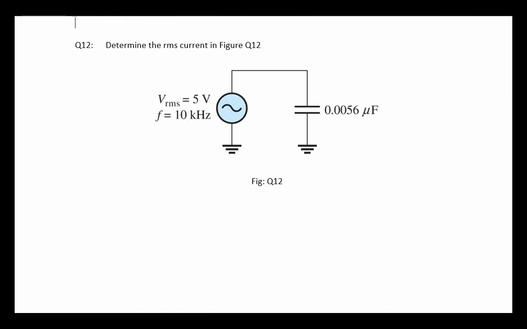So in this next question, we're shown an AC supply with a VRMS, a voltage root mean square, of 5 volts and a frequency of 10 kilohertz. We're shown a capacitor that's 0.0054 microfarads. So we want to determine the RMS current shown in this diagram.